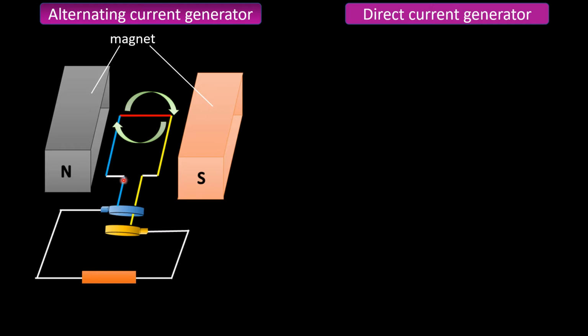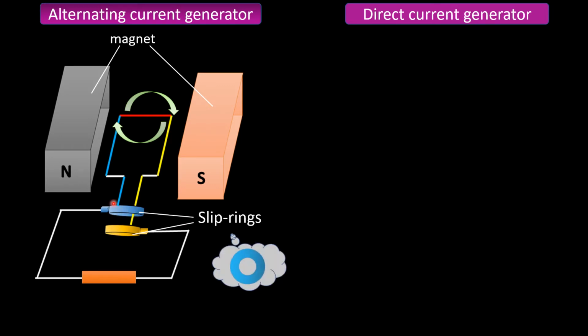This coil, you notice, is attached to two things like this. These things we call slip rings. These slip rings are made up of metal rings, which are used to conduct electricity from the coil to the main circuit. So this one is your main circuit. The blue part of your coil is attached to the blue slip ring, while the yellow coil is attached to the yellow slip ring.